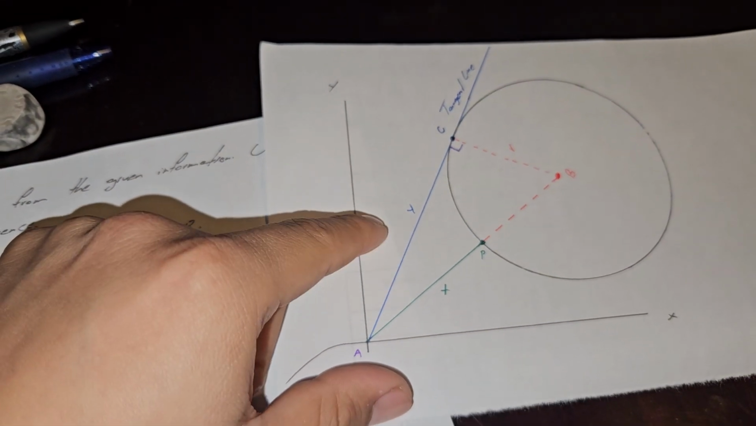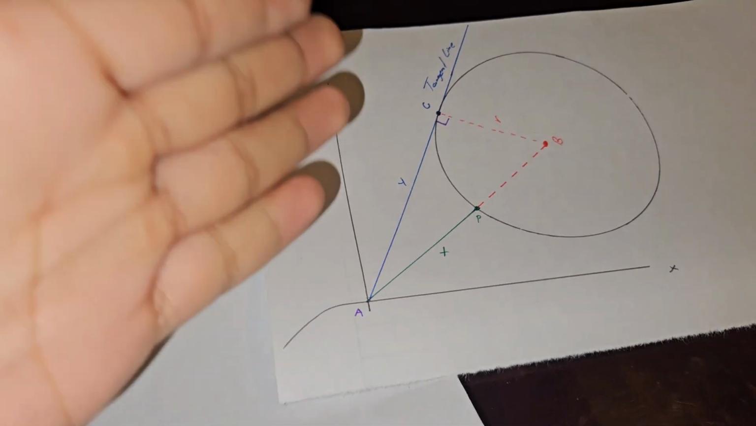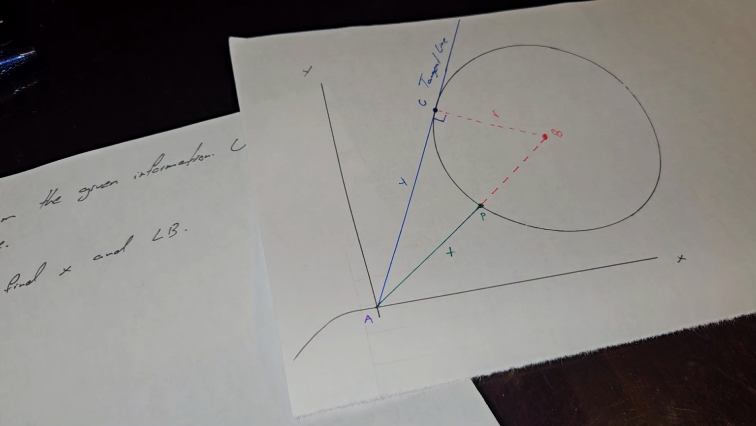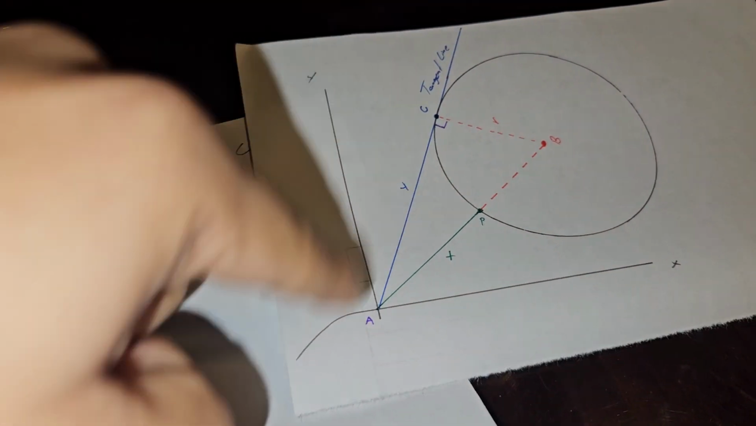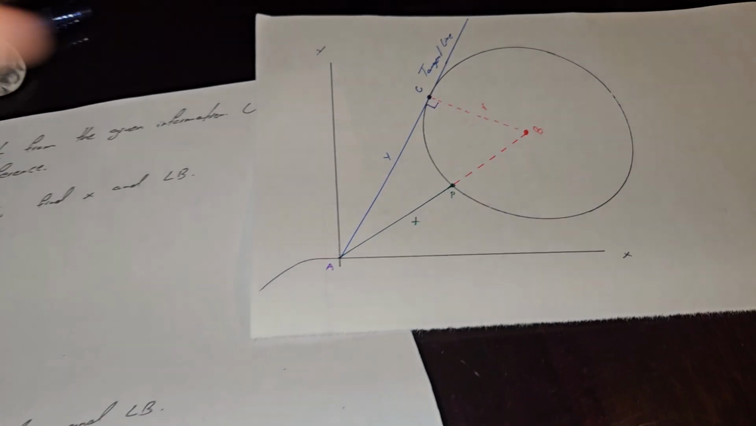This is x, this is y, not to be confused with the x and y axis we have on the graph. It's just its own separate thing. We have the radius right there. We have the circle. We have point A, point B, and point C. This is a tangent line. You see this point P right here. This forms a right triangle using the circle.